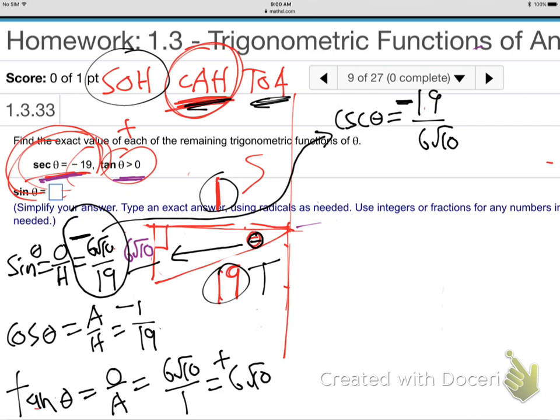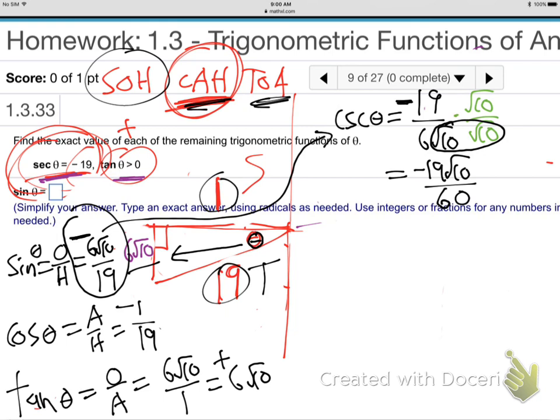We can't leave that root on the bottom, though, right? You all know that. So we gotta get rid of that root. So what do we do? Multiply top and bottom by the root. Remember that from your algebra days. So then what do we get? That's minus 19 root 10. What's the bottom? Is everybody okay with that? Root 10 times root 10 is root of 100, which is plain 10. So it's 6 times 10, 60. That too quick? That okay? See what happened on the bottom there?